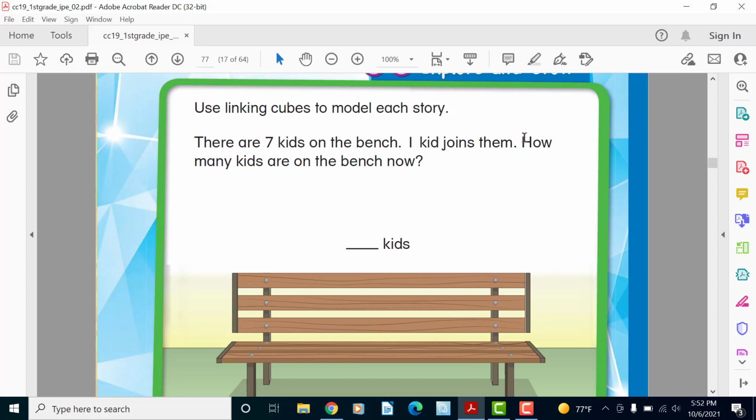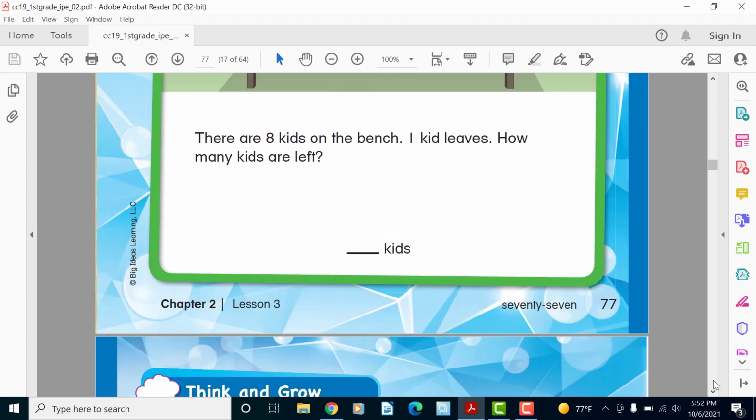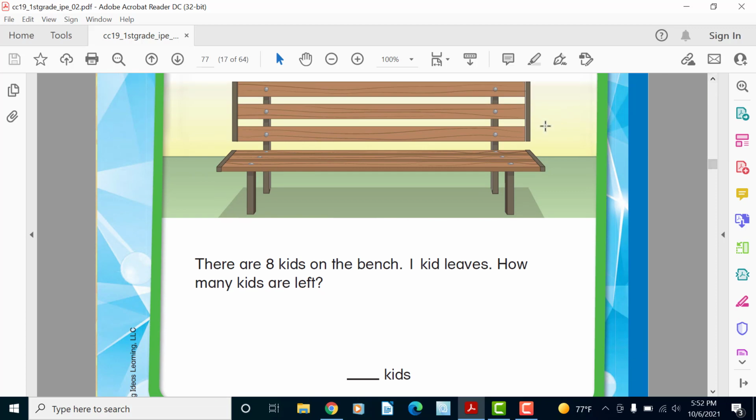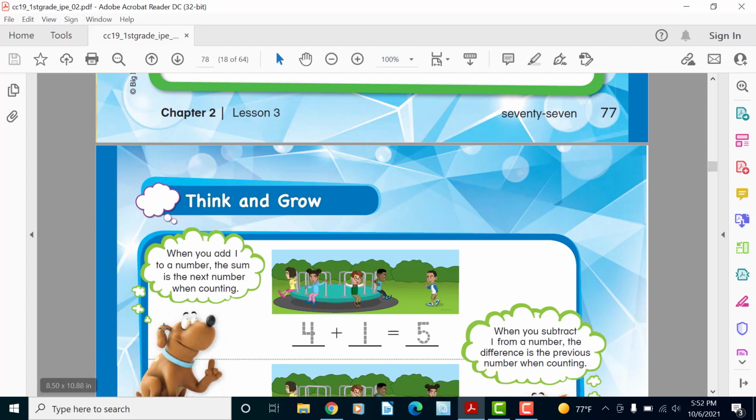Then the question says, how many kids are on the bench now? Go ahead and write that number right there. Then down here, there are 8 kids on the bench. That's what you have, right? 1 kid leaves. So cross out one of the circles up here. How many kids are left? So I don't think today will be too tricky.